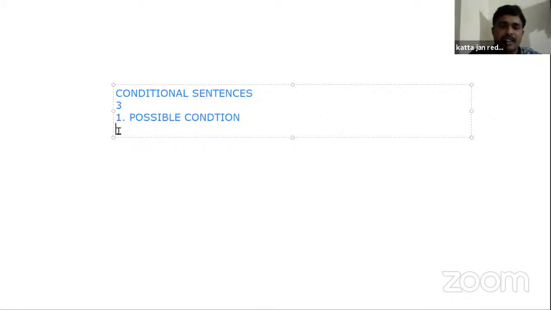In the first condition, that is possible or probable condition, in the if clause, simple present is used. If clause, simple present is used, plus, in MC, it means main clause, in the main clause, future simple or simple future. We can use either. So this is the structure of probable condition.